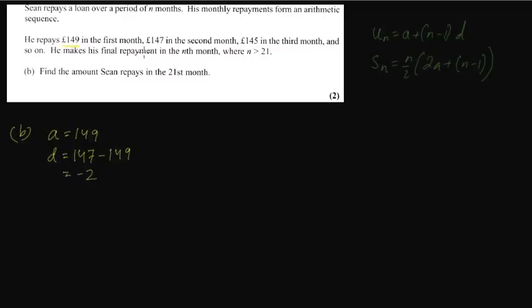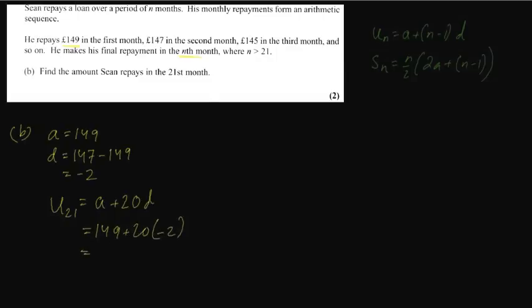Slowly he's paying less. So great. He makes his final repayment on the nth term. Okay, so we know he repays on the nth term. We don't know what that term is, but we know it has to be more than 21. Okay, so find the amount Sean repays in the 21st month. So that's very easy. It is going to be U21 is A plus n minus 1, which is 20 D. So the first term is 149 plus 20. The common difference is minus 2.